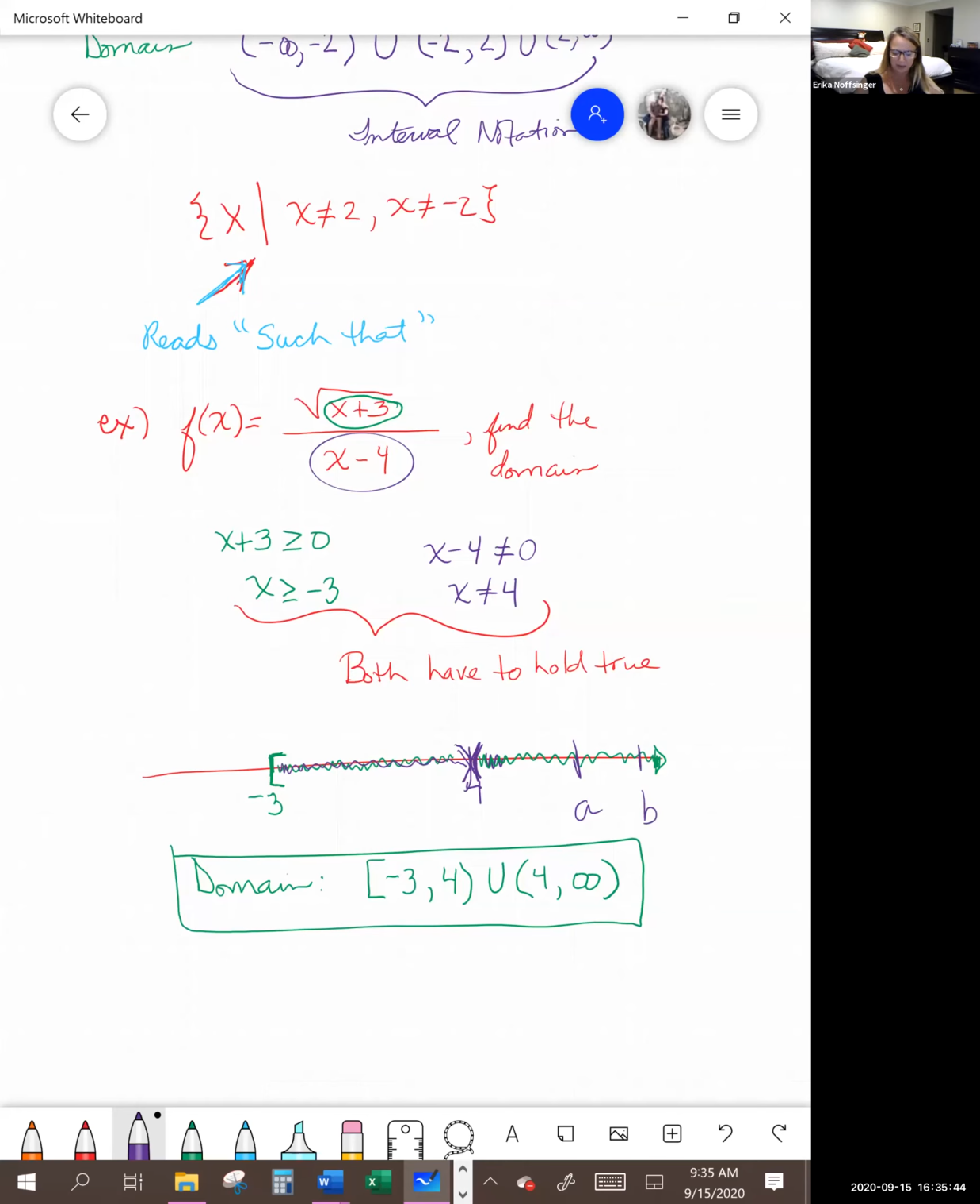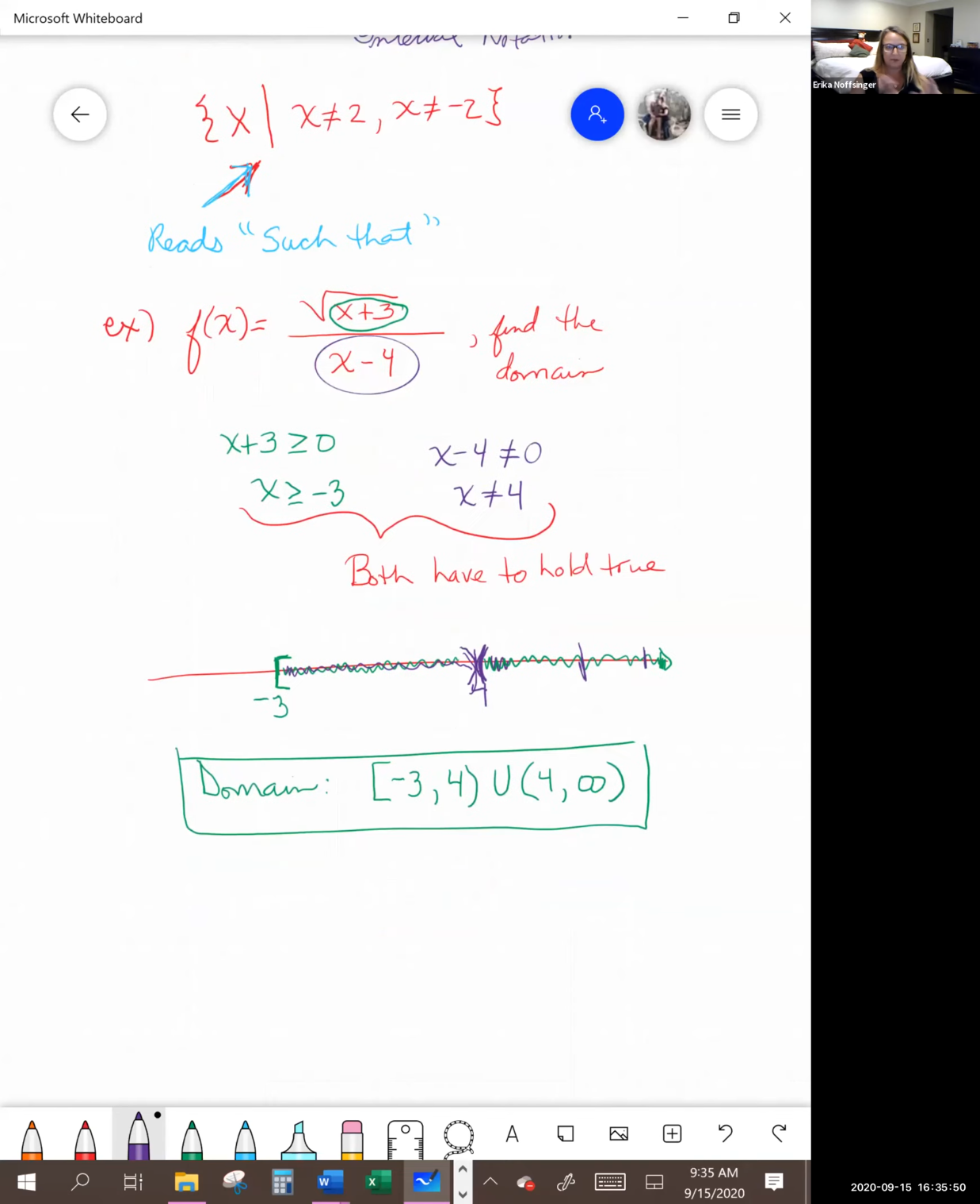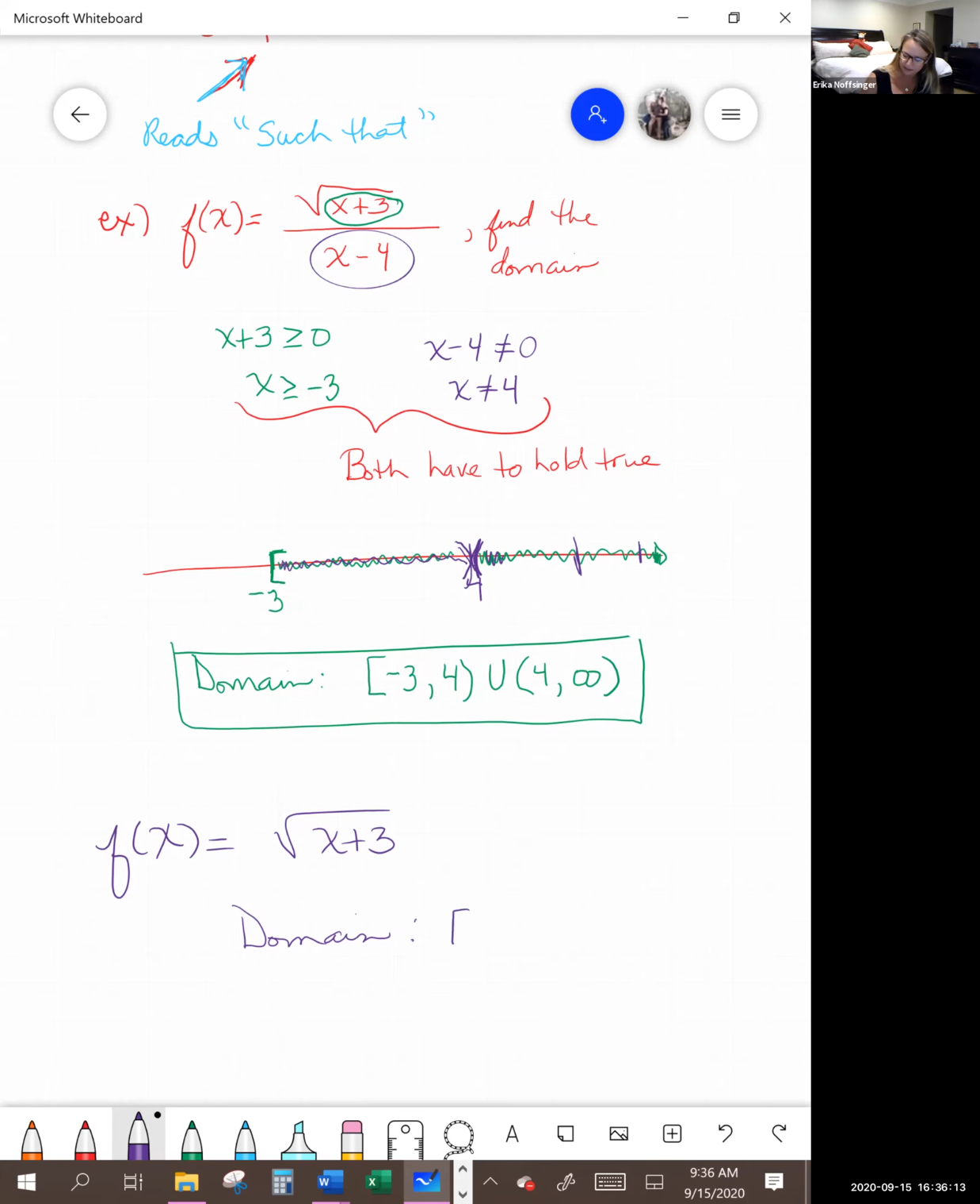So it really just depends on how many values you have to exclude and how many pieces we have. If we didn't have that denominator and we just had f of x equal to the square root of x plus 3, then the domain in this case is just everything bigger than or equal to -3, because we don't have to exclude the 4 that set the denominator equal to 0 on the other piece. So in this case, there's only one interval that is part of the domain.